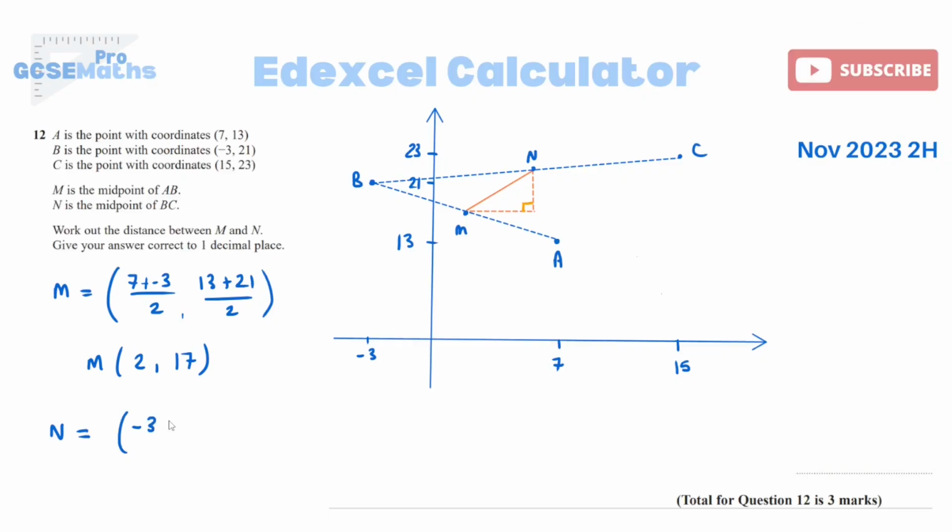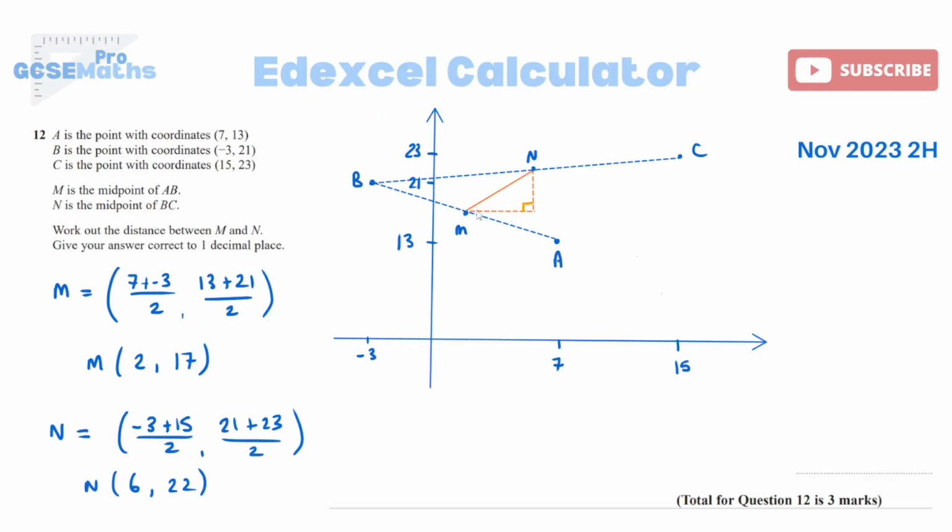Do the same for N, but use B to C now. For x, we've got minus 3 plus 15 over 2. And for y, we've got 21 plus 23. That one you could probably figure out, to be fair, but we'll just write it down anyway. So N would be 6, and then that one you can see is going to be 22, isn't it? So we've got our coordinates for M and N.